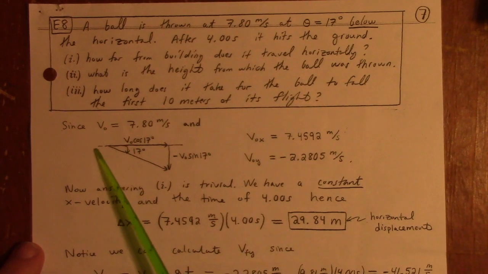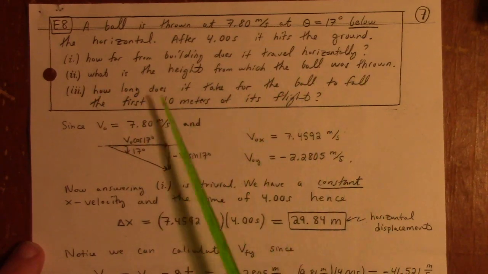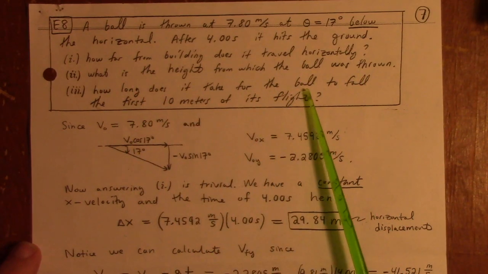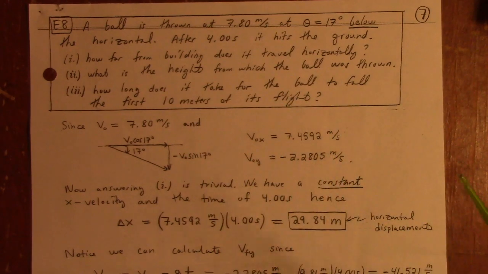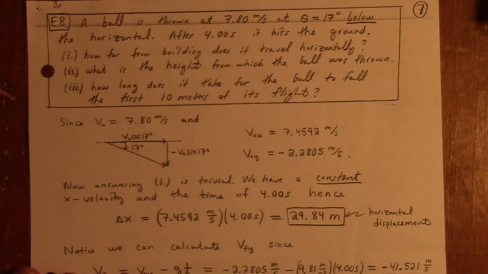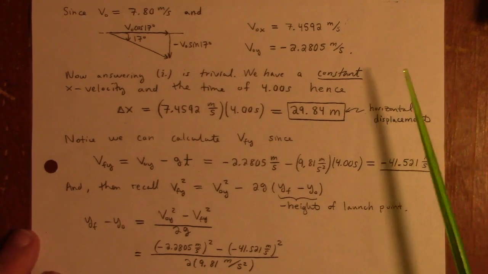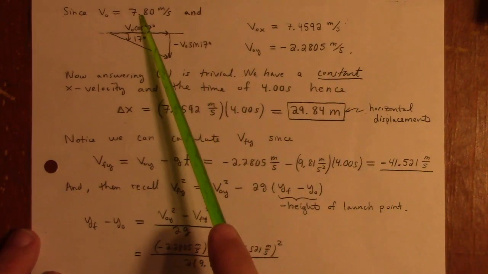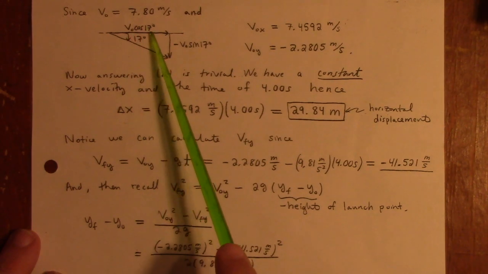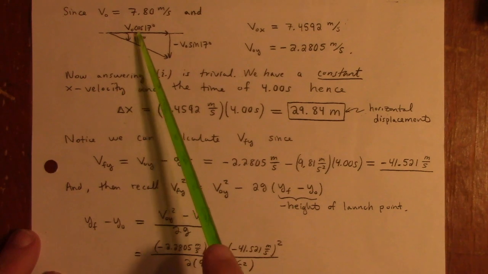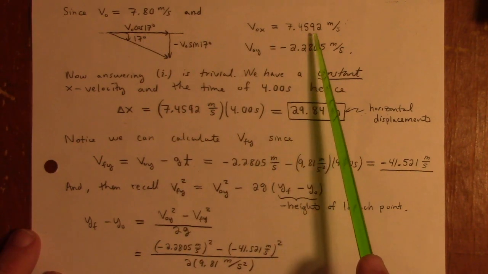And so this is all happening on top of a building, apparently. All right. So from what height was the ball thrown, and then how long does it take for the ball to fall the first 10 meters of its flight? All right, so we'll answer those in order. So let's see here. So we have 7.8 meters per second. It was given. That's 17 degrees. So the x velocity is v naught cosine 17 degrees, which works out to 7.45.